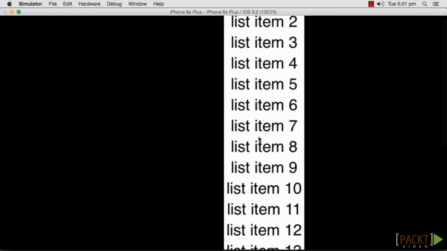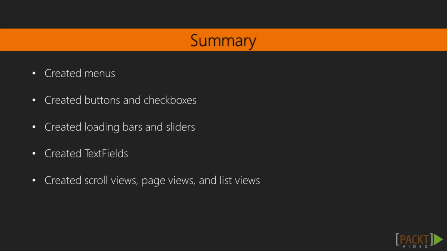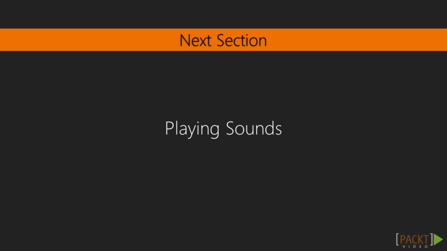In this video, we have learned about scroll views, page views, and list views. Well, that's about it for this section. We took a look at creating menus, buttons, and checkboxes. Then we saw loading bars and sliders. After that, we dove into text fields. Finally, we explored scroll views, page views, and list views. Next, let's play sounds.